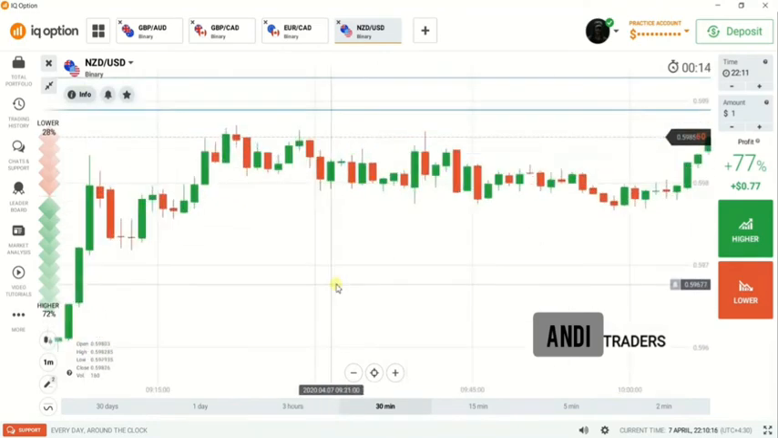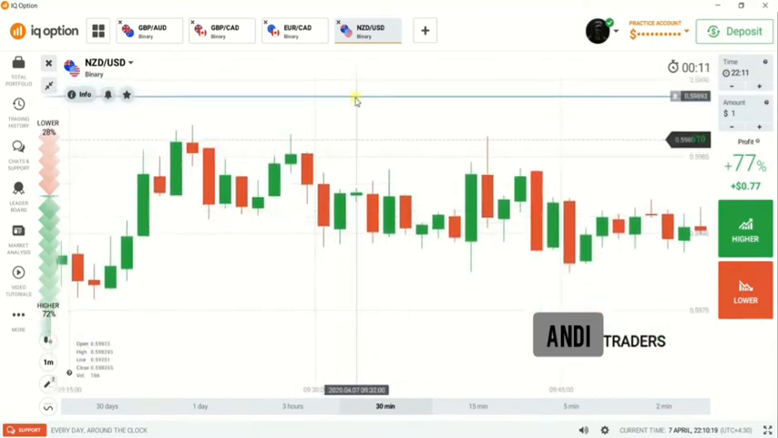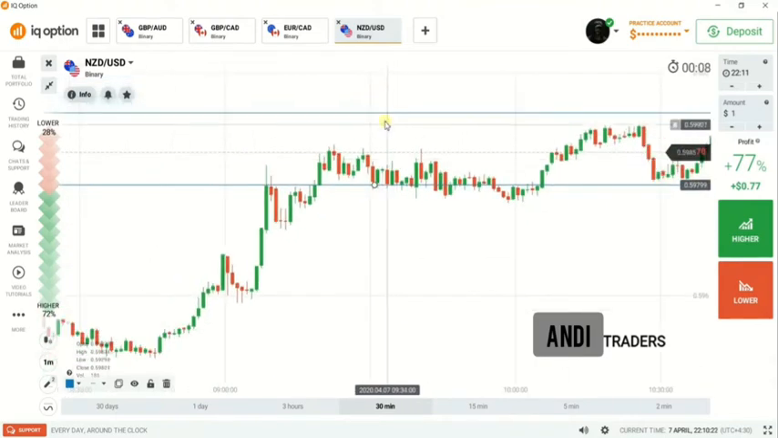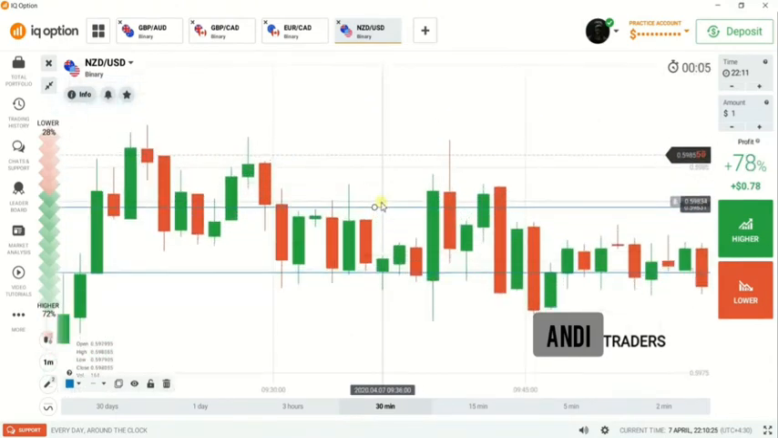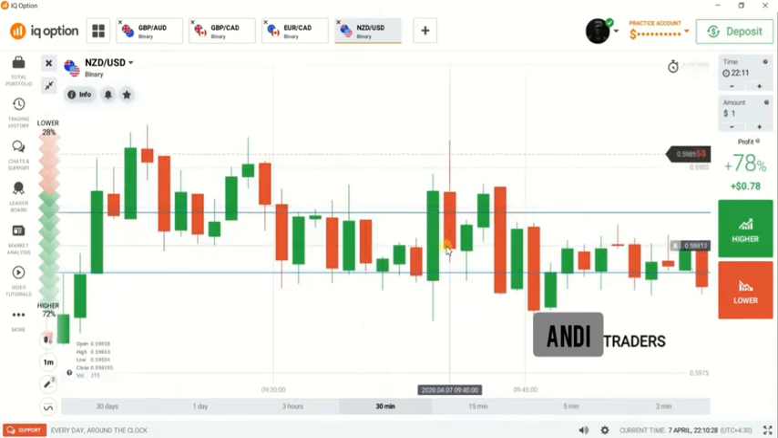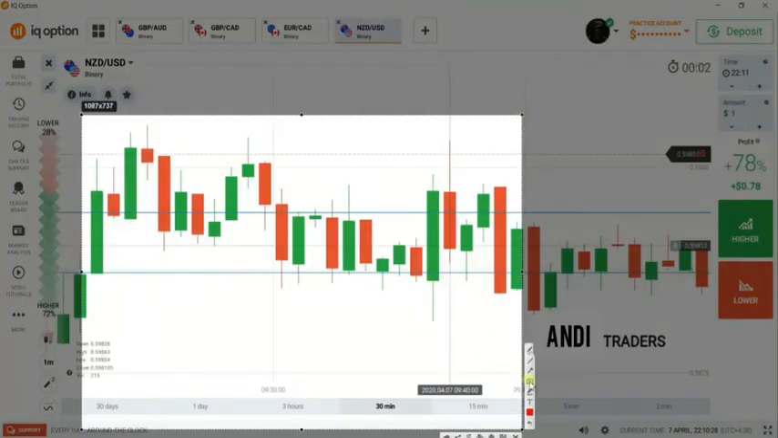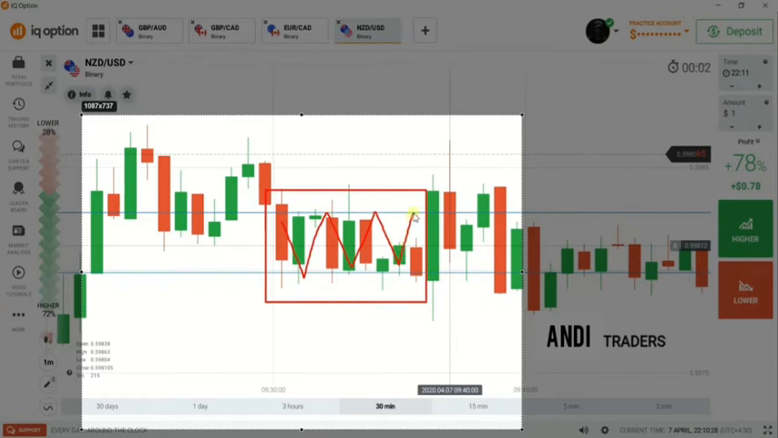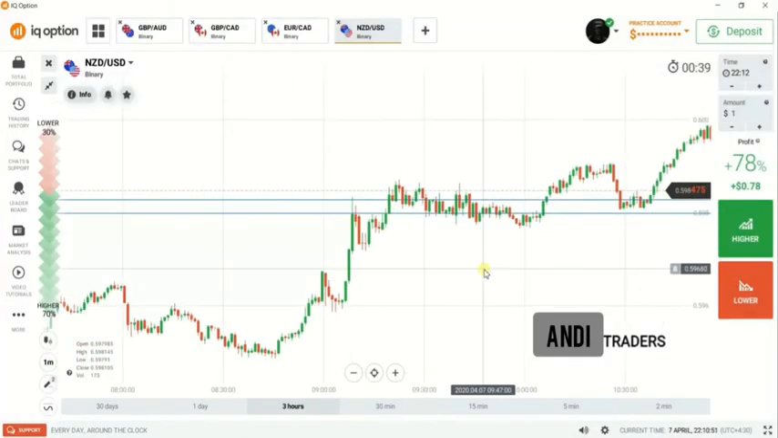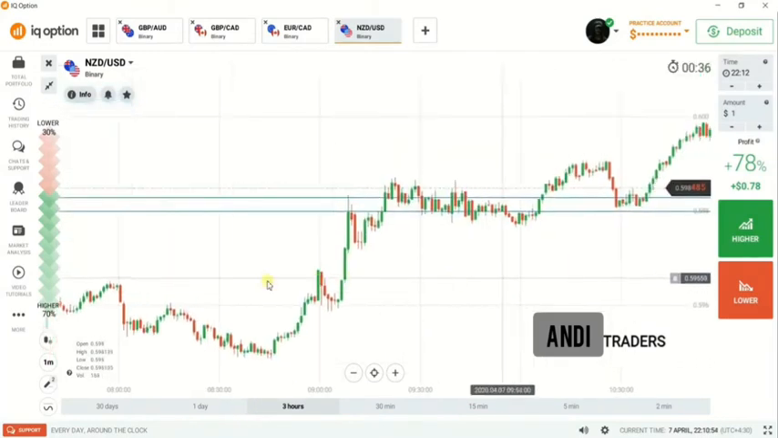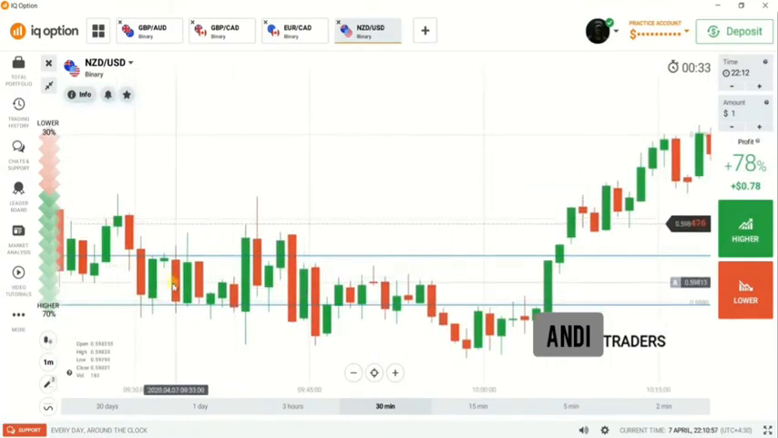Let me show you. Here we have a consolidation area. So don't trade on this type of market. This is a consolidation area. You can see the market moves just between these two lines, and sometimes in the consolidation area you are seeing red and green candles. So it is dangerous. Wait for a breakout of this consolidation area.